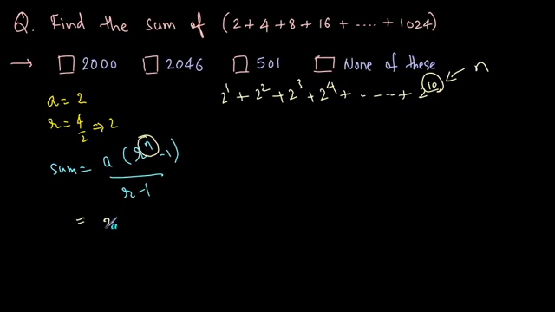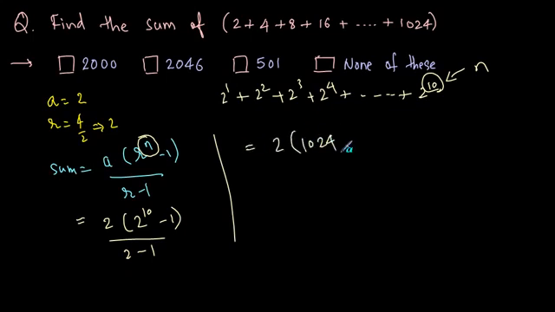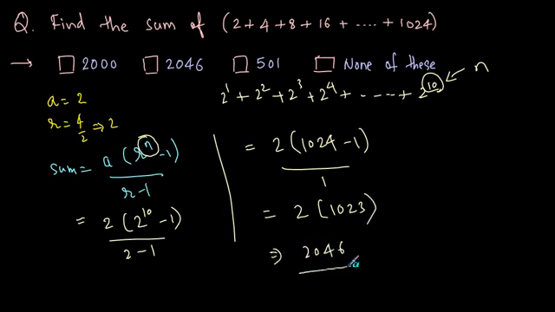So let's solve this. a is 2, r is 2, so 2 into 2 raised to 10 minus 1, divided by, again r is 2, minus 1, which gives us 2 into 2 raised to 10, that is 1024, minus 1, divided by 1. That is 2 into 1023. Now this would get us 2046. So the correct option for this question is 2046, the second option.